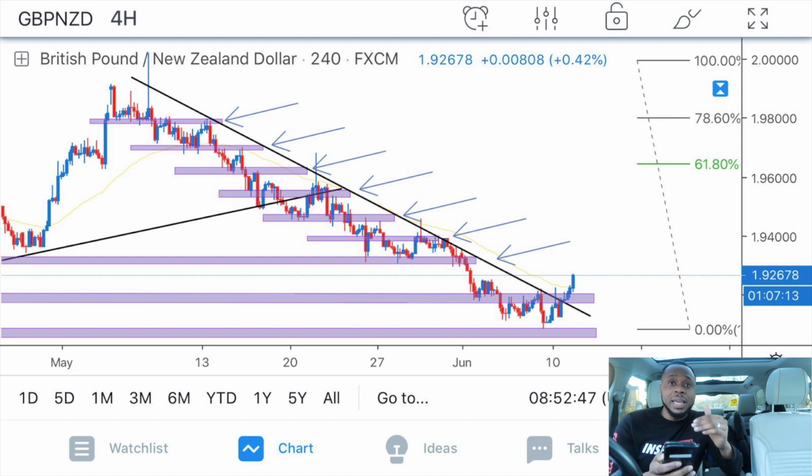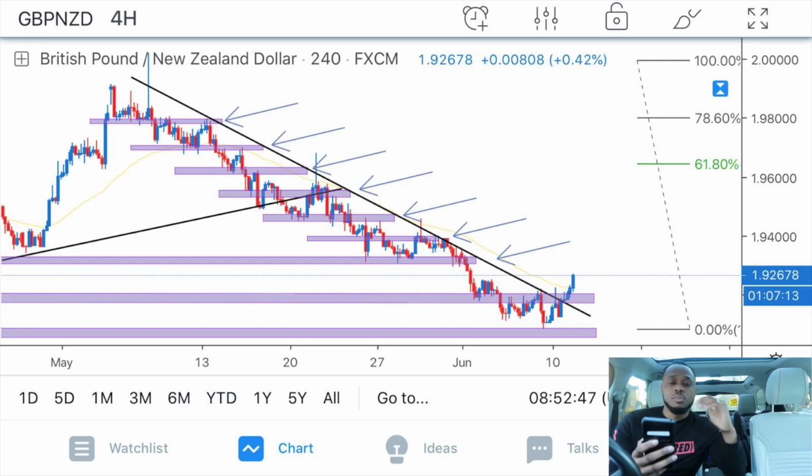You can see that GBP NZD was creating lower lows and lower highs, right? Every single time it bounced from some kind of support, I put a little support zone there. And all I did was this: I waited for price to break that support zone, come back up for a retest, and then jump in again. And I did it over and over again. Every single time it broke a zone, I waited for it to come back and retest, and jumped in.